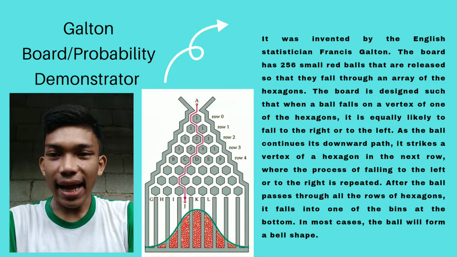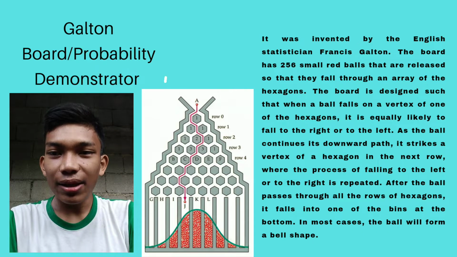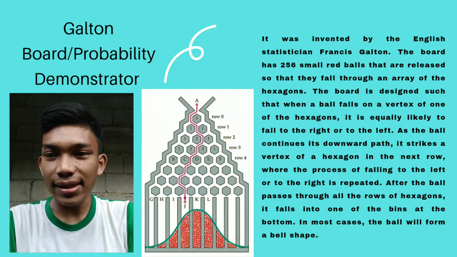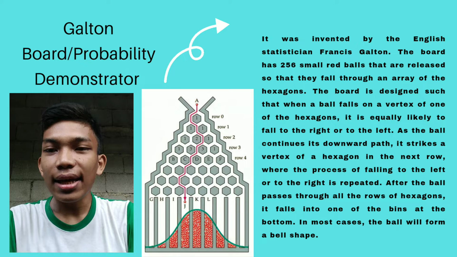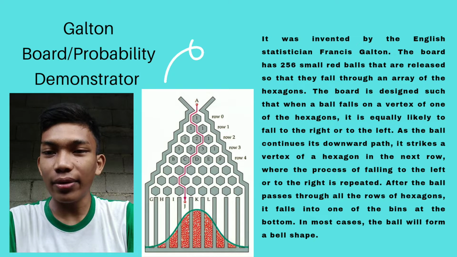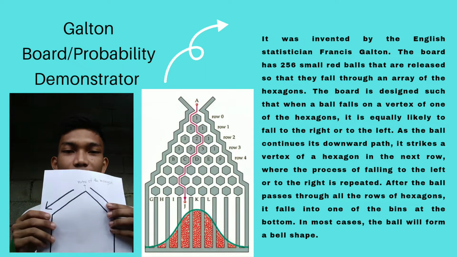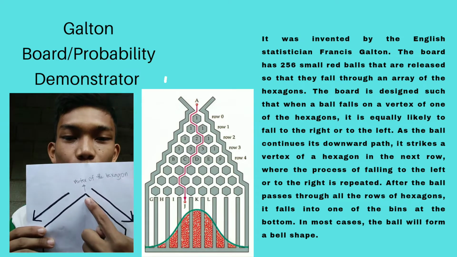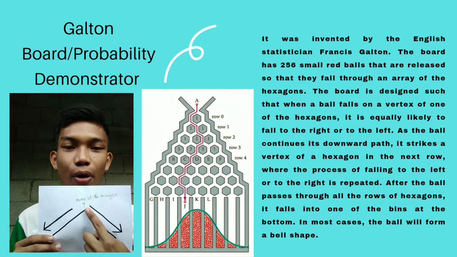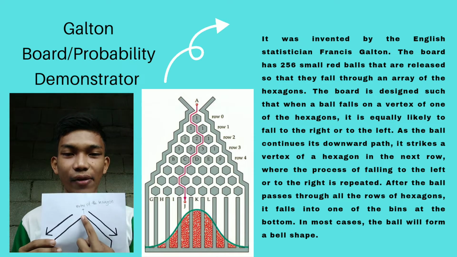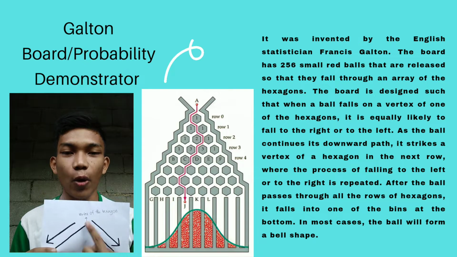So, the board is designed such that when a ball falls on a vertex of one of the hexagons, it is equally likely to fall to the left or to the right. So pag sinabi nating vertex of the hexagon, ito na yung sa dulo ng hexagon. So once na yung bola is mag-hit siya dito sa vertex of the hexagon, it will either go left or right.